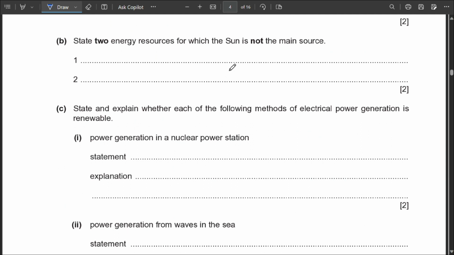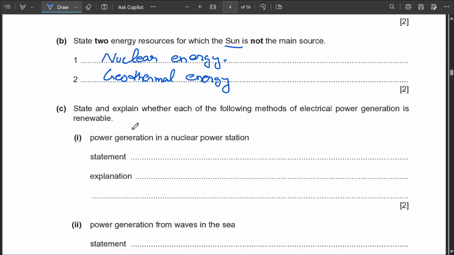State two energy sources for which the sun is not the main source. First you can write nuclear energy. The basic thing is that the sun is the ultimate source of energy, but it's not the main source. Nuclear energy we obtain from radioactive elements like uranium. Next you can write geothermal energy, which is the energy inside the core of the earth. That's the two points.